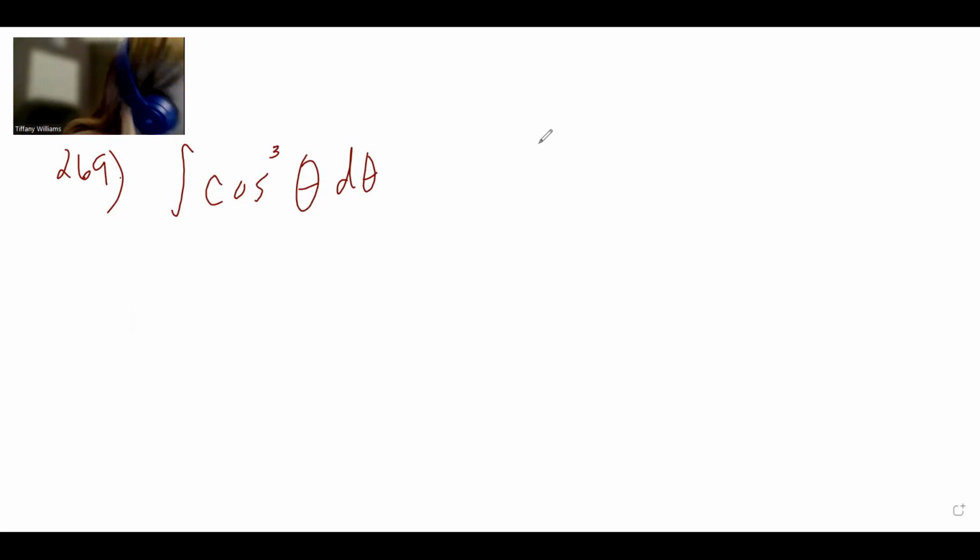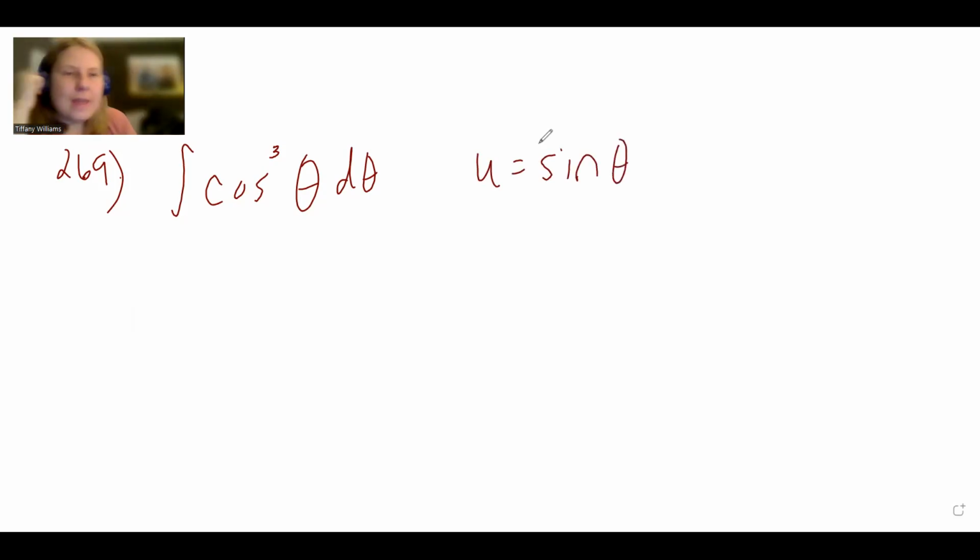Let me look at it again. 269. Yeah, u is equal to sine theta. And you're like, okay, that's great. We don't have sine theta. So here's what happens with trig again.